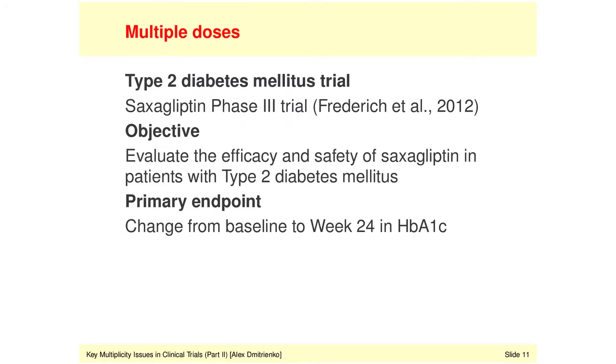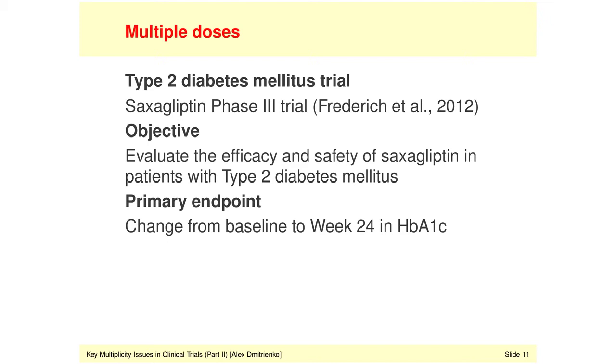Example number 2. This example is based on the saxagliptin phase 3 trial in a type 2 diabetes population. The objective of the trial is listed on the slide, and so is the primary endpoint, which was based on the change from baseline to week 24 in hemoglobin A1C. There were also several secondary endpoints investigated in the original trial.